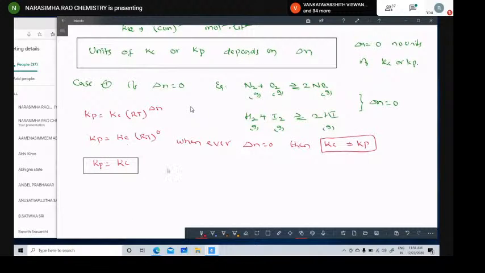Now, I am moving to the second case. Remember: delta n is equal to 0, Kc is equal to Kp.